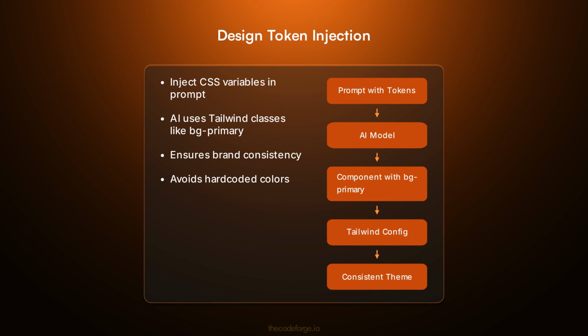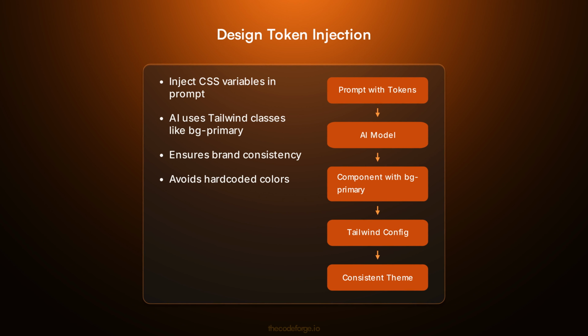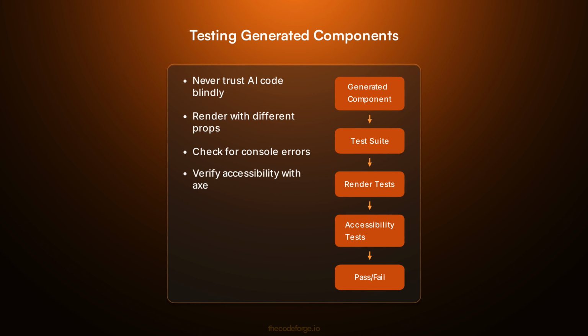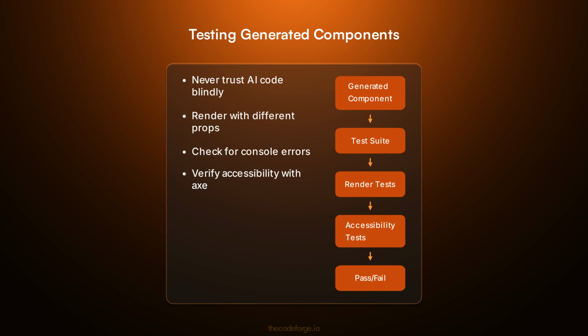To match your brand, inject design tokens via the prompt. Use CSS variables or Tailwind classes. This ensures all generated components use your theme consistently. By including CSS variables in your prompt, the AI generates components that use bg-primary instead of hard-coded colors. This makes theming easy. Always run a test suite on AI-generated components.